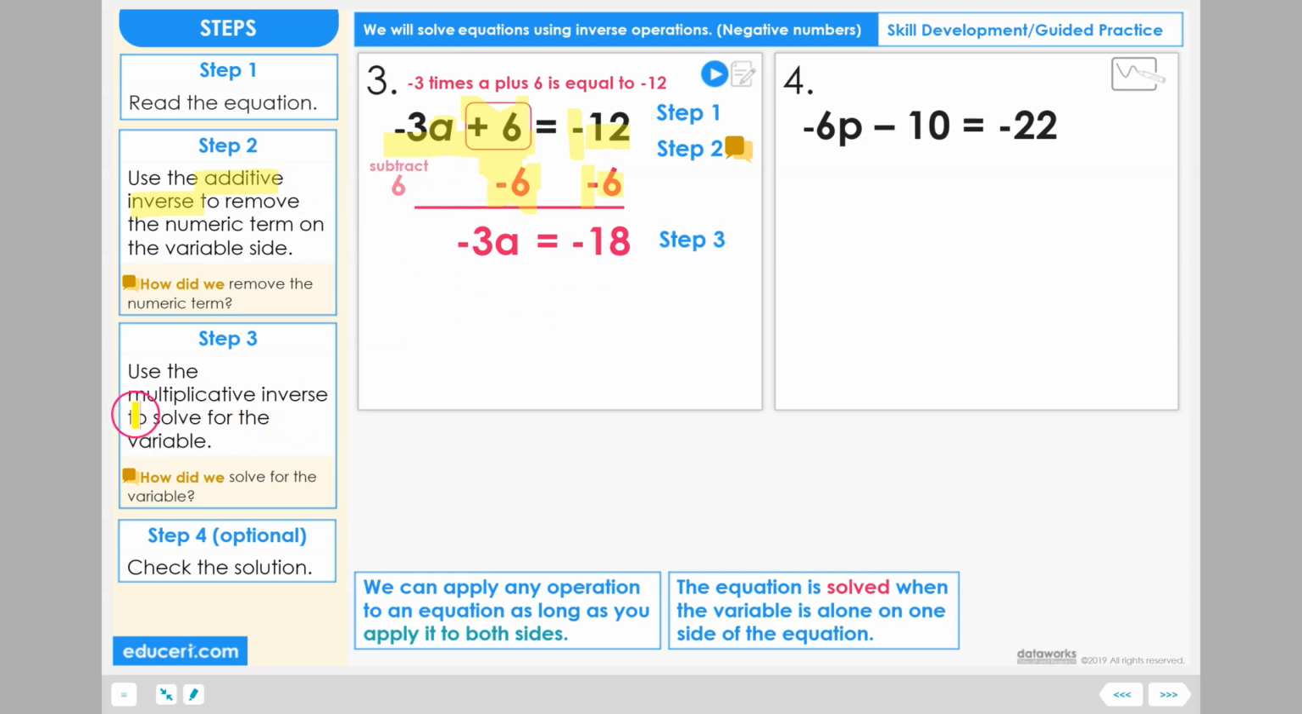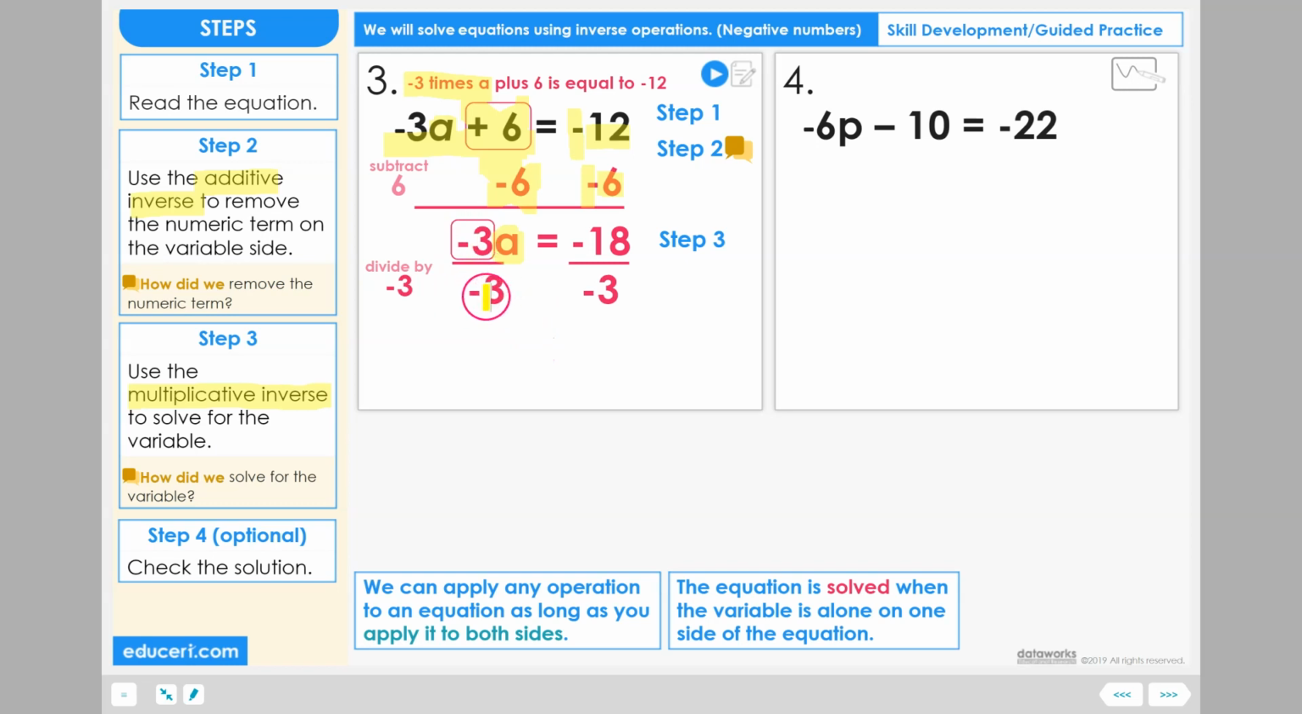Step 3. Use the multiplicative inverse to solve for the variable. Multiplicative inverse will compute to a positive 1. So here is our variable a. A is not alone because we are multiplying negative 3 times a. So to undo a multiplication, we need to divide both sides by negative 3.